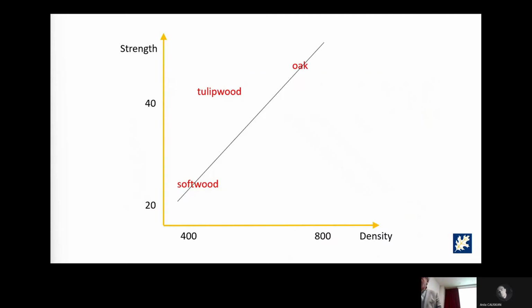So if you have the correlation, which you usually compare with, the denser the wood, the stronger it is, where you have softwood around about 400 and a rating of 20 for strength, tulip wood has a little bit more density, but not much, and the actual strength is a lot higher. So we see massive potential for tulip wood as an alternative fibre to softwoods for structural use.